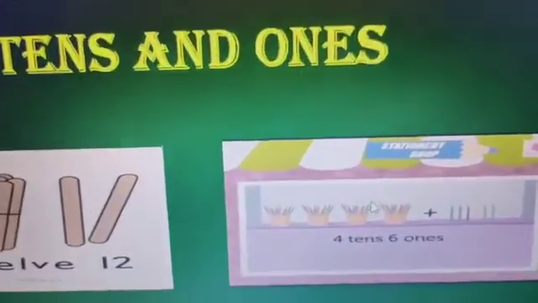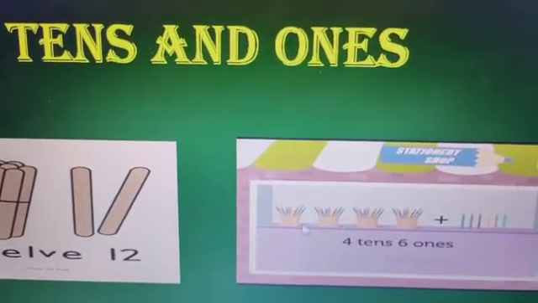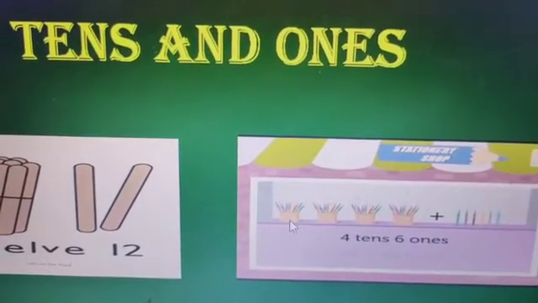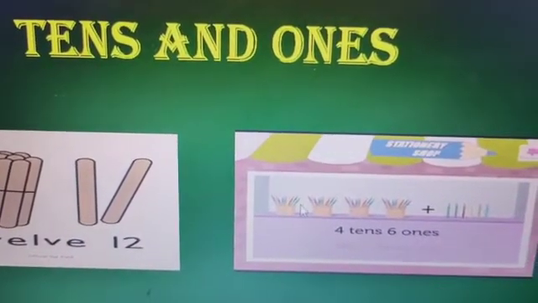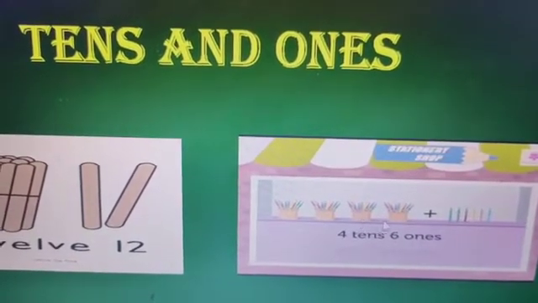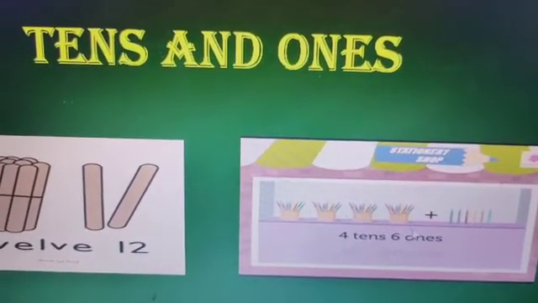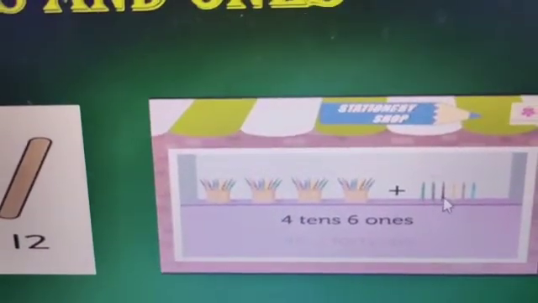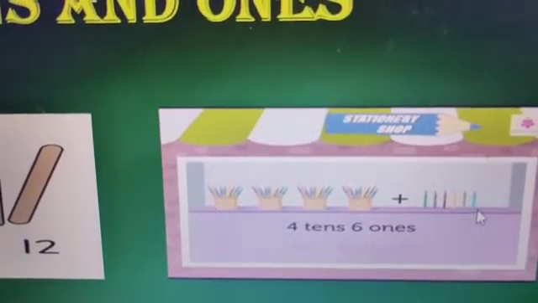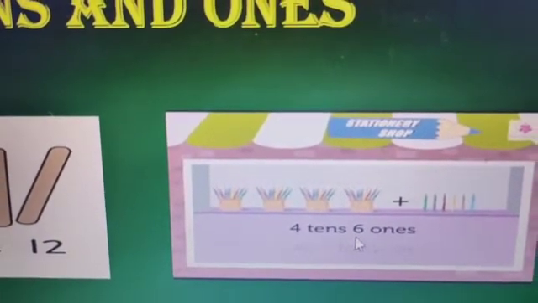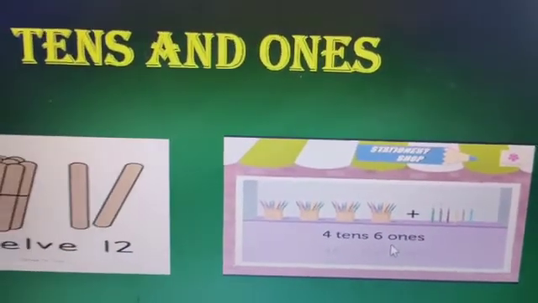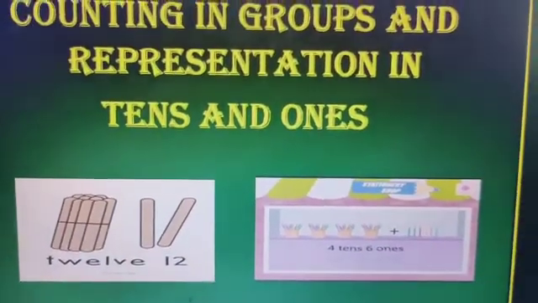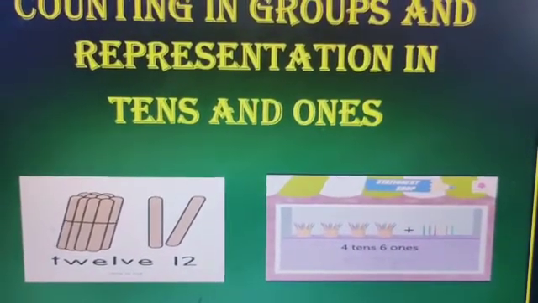And you can see here there are pencils. Each bundle has 10. So how many tens are there here, children? 1, 2, 3 and 4. So 4 tens are there. And how many individual pencils are here? 1, 2, 3, 4, 5 and 6. So 6 ones. 4 tens and 6 ones means 46. Right. This is what we have learned in our last chapter. This was a quick recapitulation.